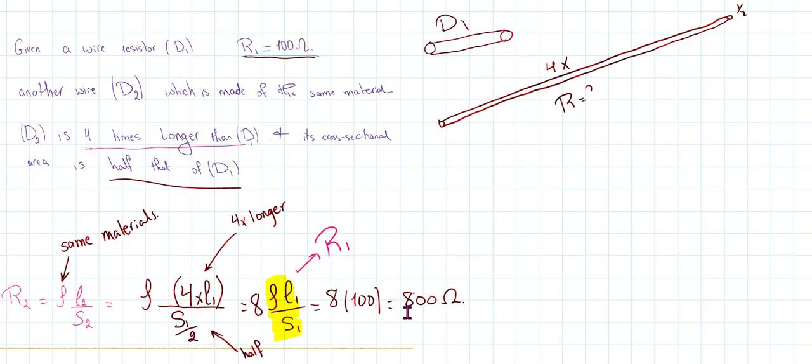So as you can see, if we increase the length and decrease the cross-sectional area, the resistance of the new wire will be 8 times bigger. That's all. Thank you for today.